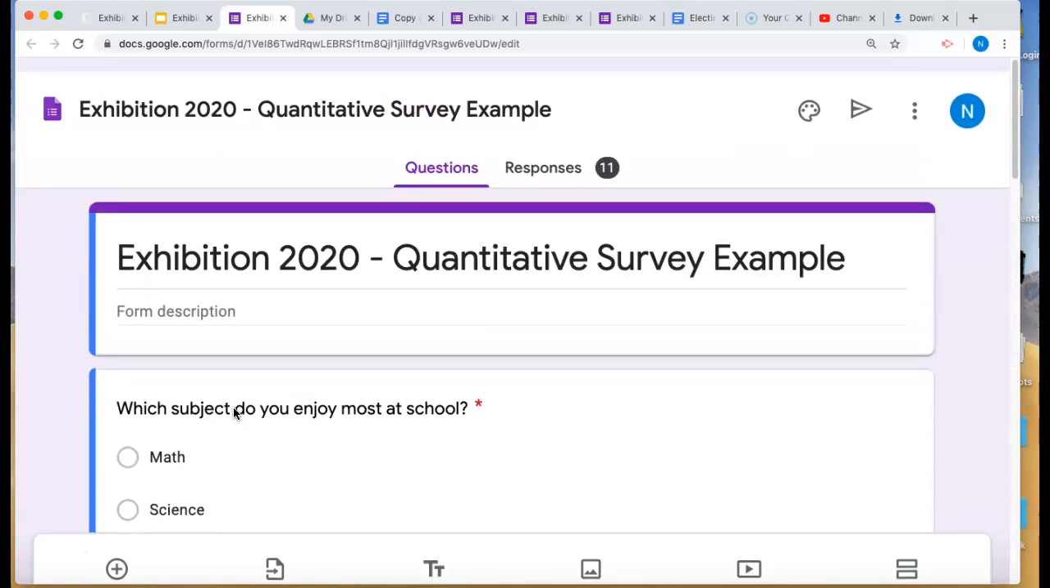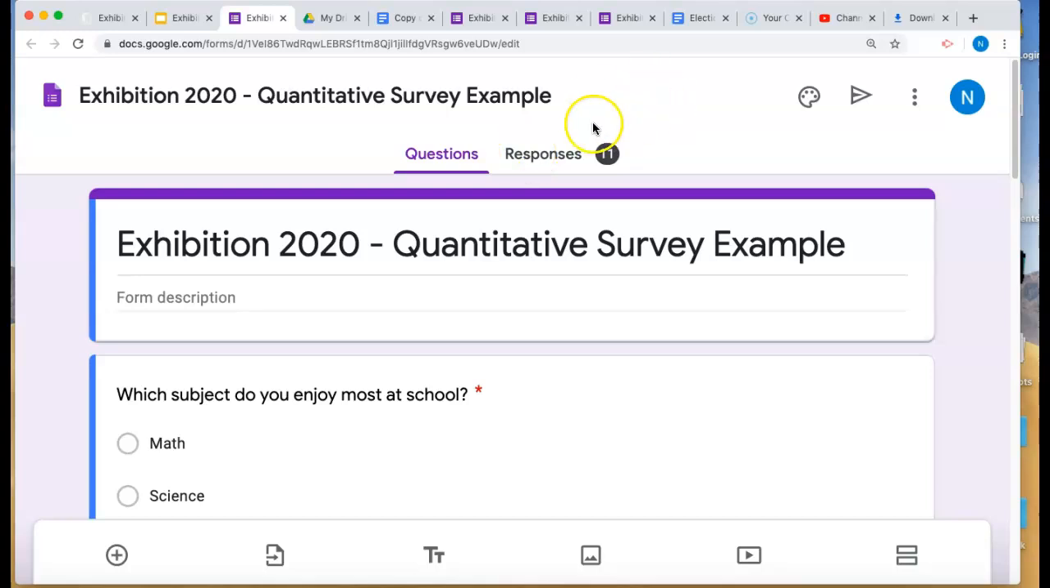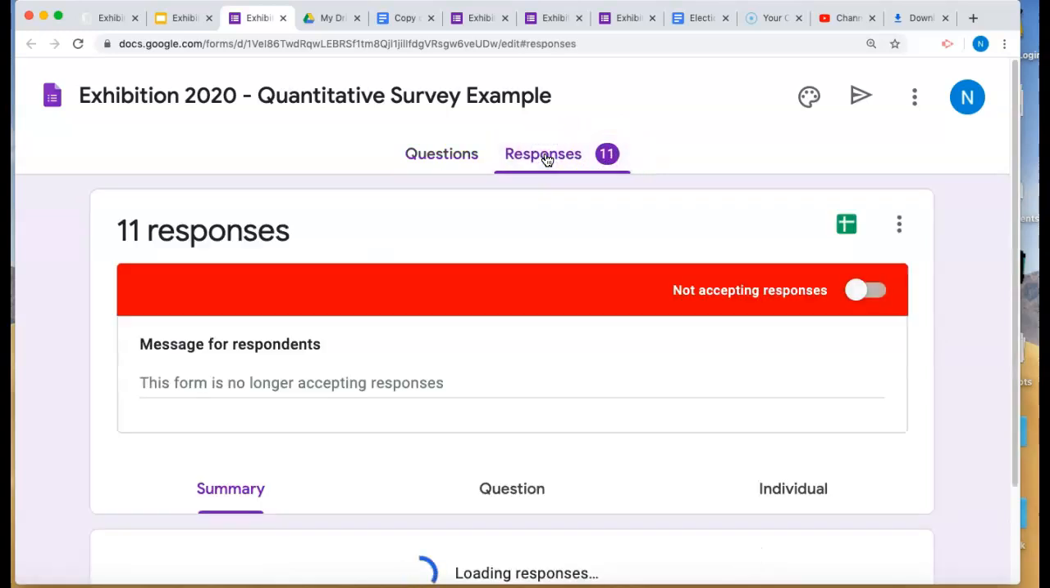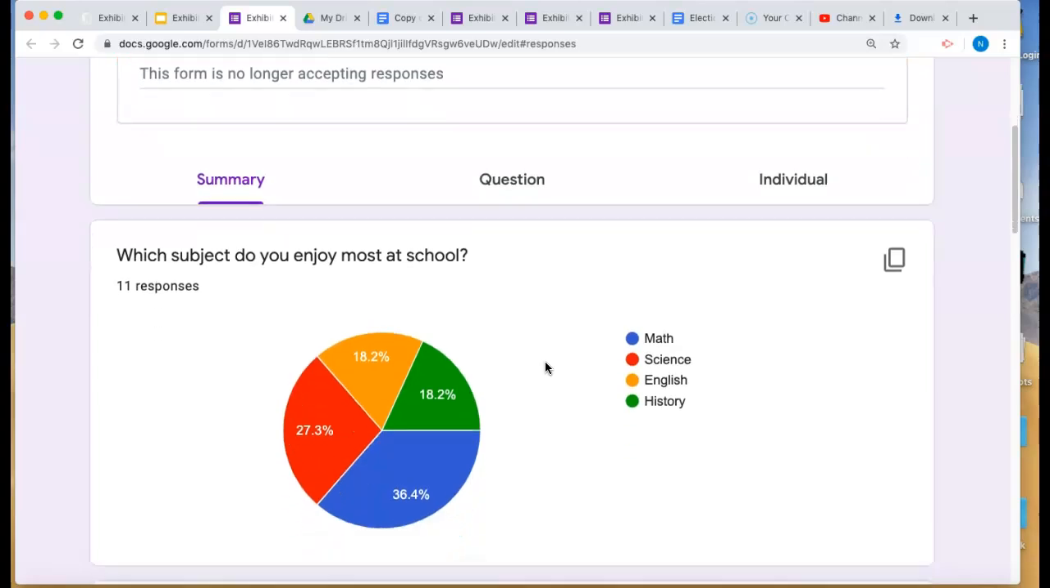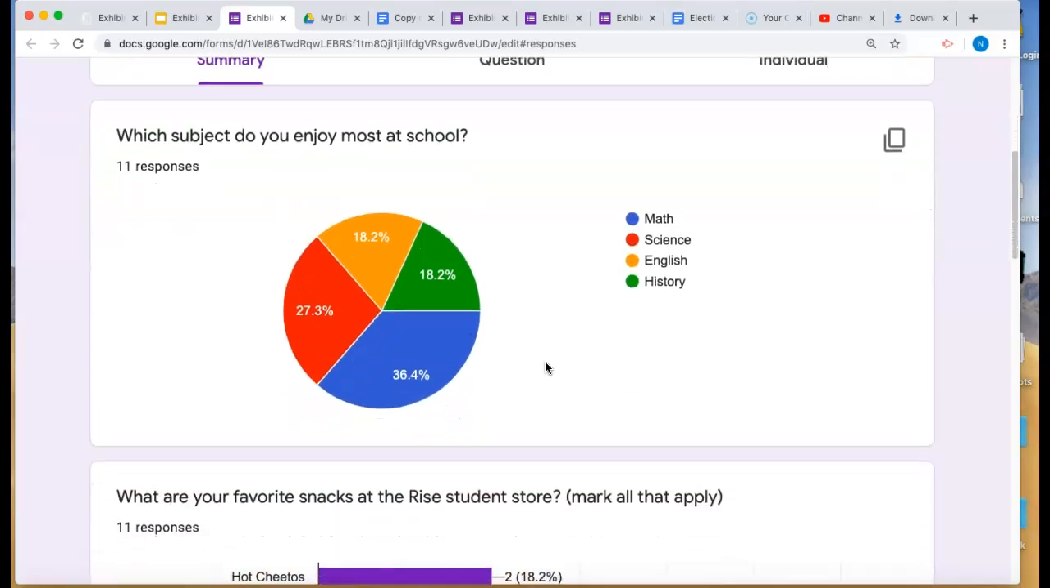So taking a look at our results, immediately you're going to have your population sample size here because you have the number of responses. Here we're looking at, the cool thing about Google Forms is it already generates the best type of graph to use. So in this structured response, we had 11 responses, and this gave us a breakdown of the respondent preferences for subject they enjoyed most at school.